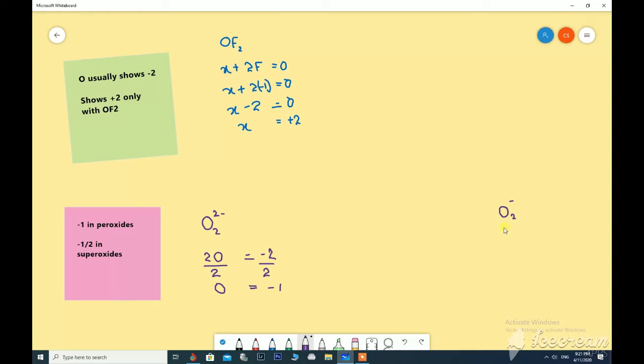In the superoxide ion, we can see there are 2 oxygen atoms. Its charge is equal to -1. So, to find the value of one oxygen atom, we have to divide both sides by 2. Then the oxidation number of oxygen is equal to -1/2.